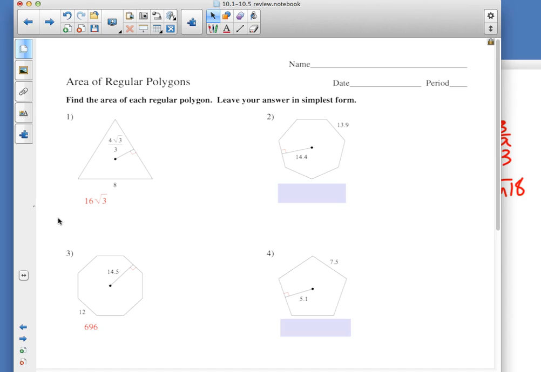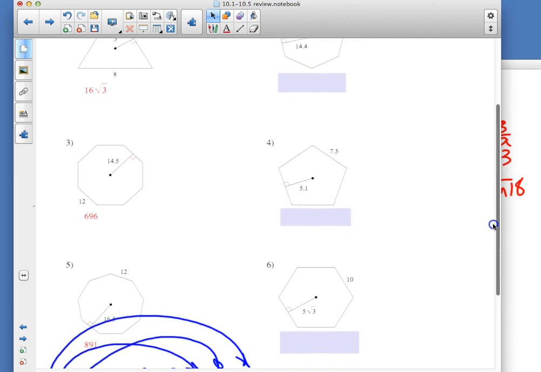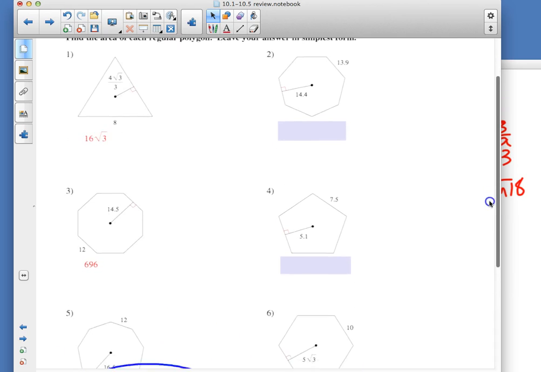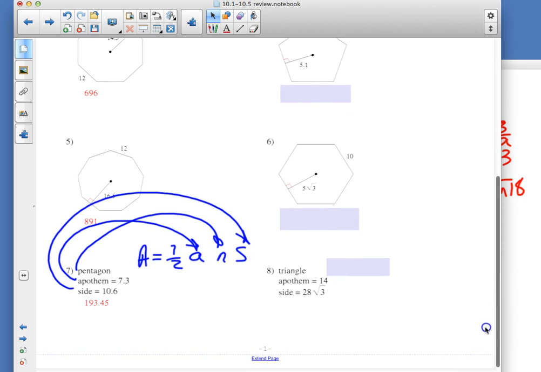Now, this is a review of our stuff. I did notes. On notes, I did number 1. I'm pretty confident I did that in notes. That's 1/2 ANS. And all of these are 1/2 ANS, by the way. Okay, so problem 1 was 16 times the square root of 3. 3 was 696. 5 was 891. And 7 was 193.45.